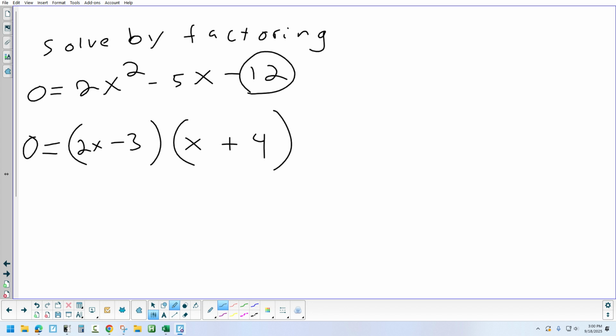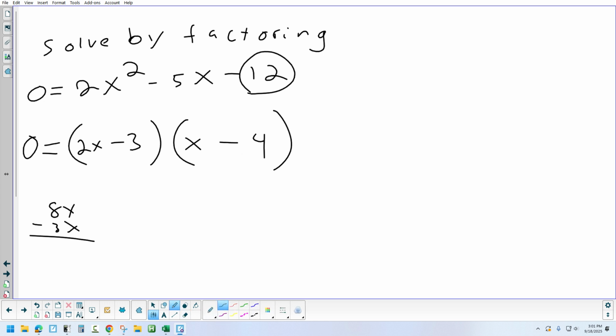So if we check it, we've got 2x squared. That gives us plus 8x minus 3x. Is 8x minus 3x negative 5x? Okay, 8x minus 3x, Noah, what do you think? That's positive 5x. Oh shoot, wrong sign. So what do we have to switch to make that work now? The signs. Yeah, we just have to switch the signs.